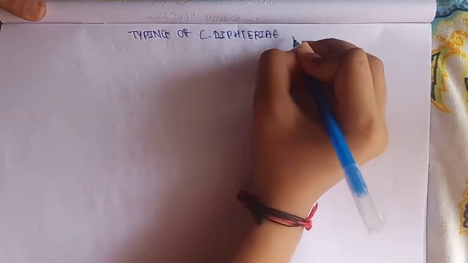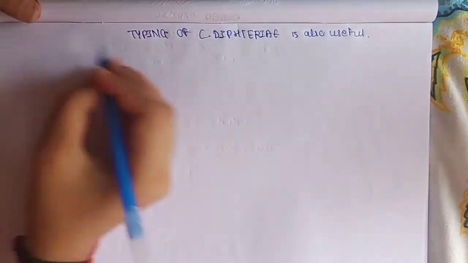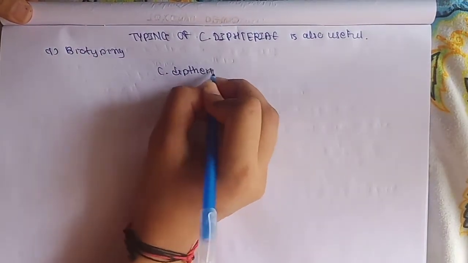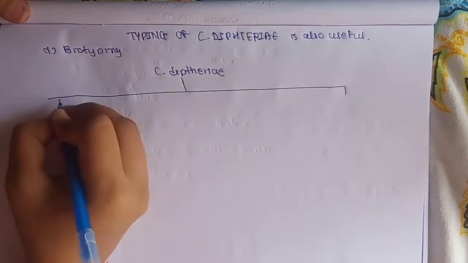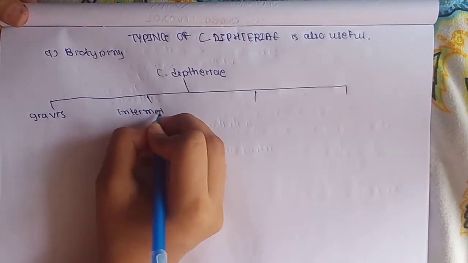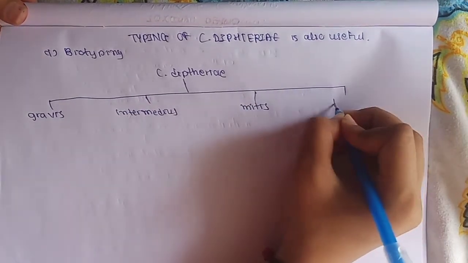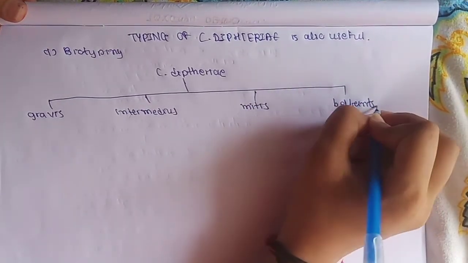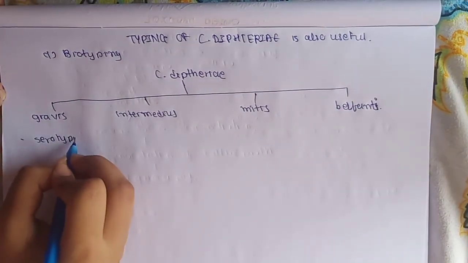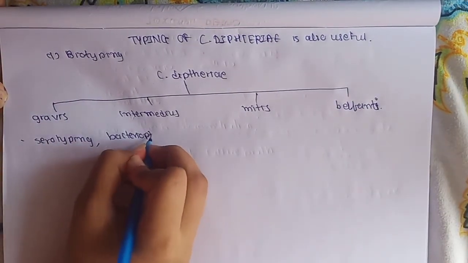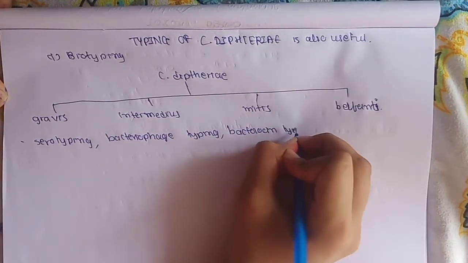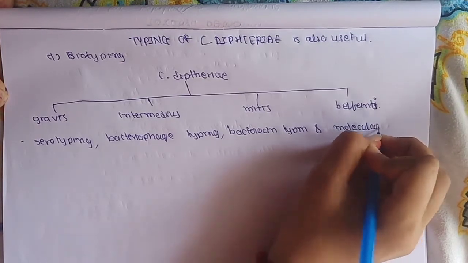Now let's talk about the typing of C. diphtheriae. It is also useful. The first is biotyping, and C. diphtheriae has 4 biotypes: gravis, intermedius, mitis, and belfanti. Now the serotyping of C. diphtheriae, bacteriophage typing, bacteriocin typing, and molecular typing are also useful.